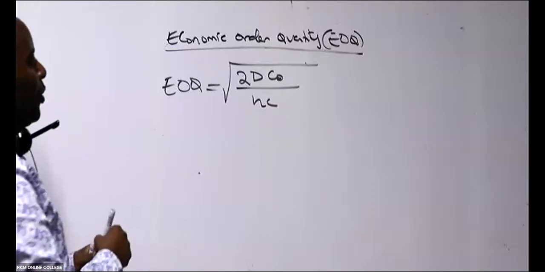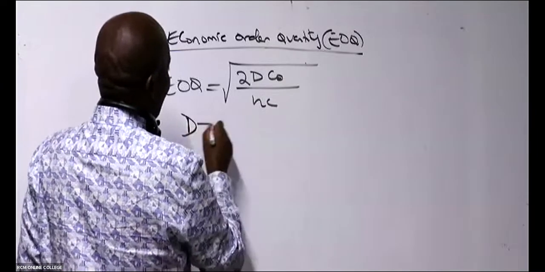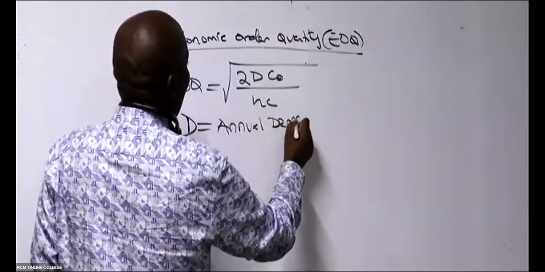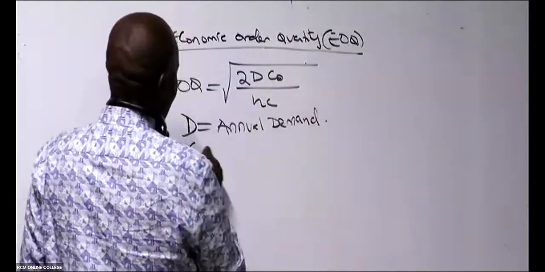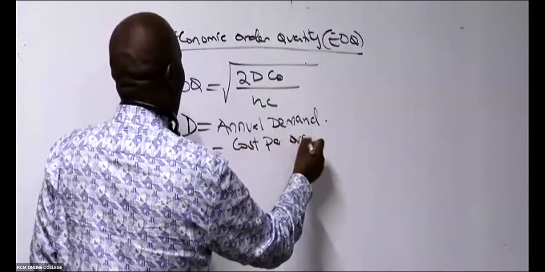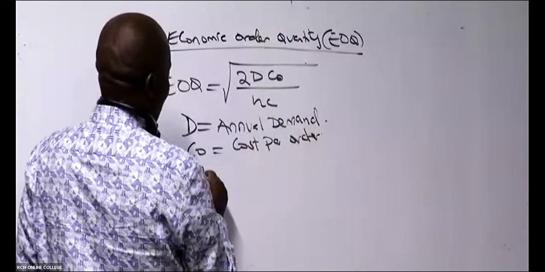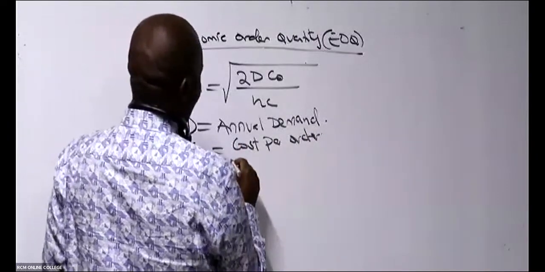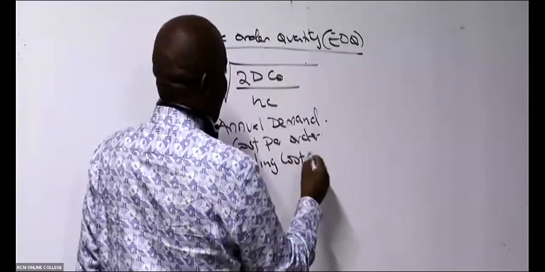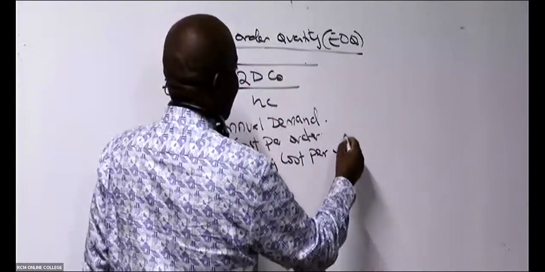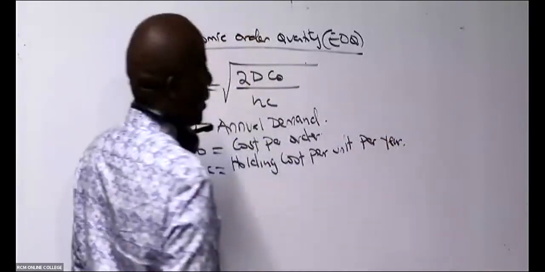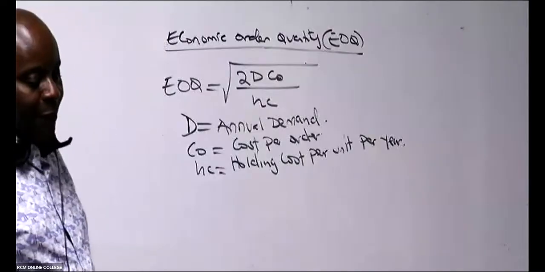So D is the annual demand. CO is cost per order. Then we have HC is a holding cost, holding cost per unit per year.